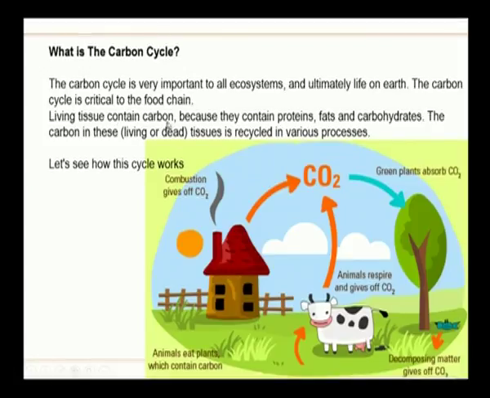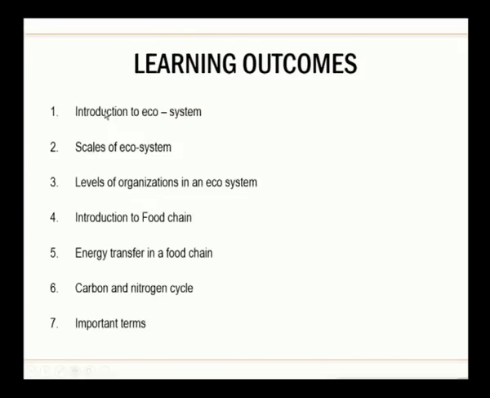Living tissues contain carbon because they contain protein, fats and carbohydrates. The carbon in these living or dead tissues is recycled in various processes. When you see this picture, carbon is present in the environment, which is absorbed by the plants, and living organisms like human beings or animals all give out carbon dioxide, which is let into the environment, and again it is absorbed by the plants. So it is like a cycle.